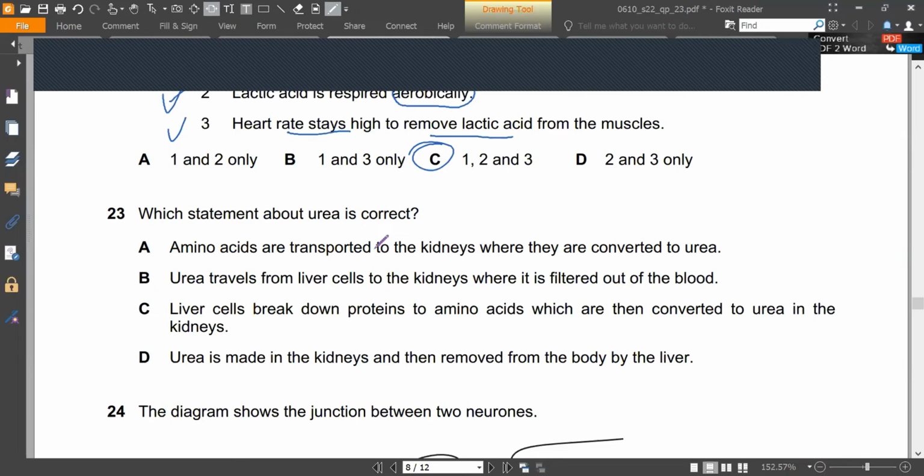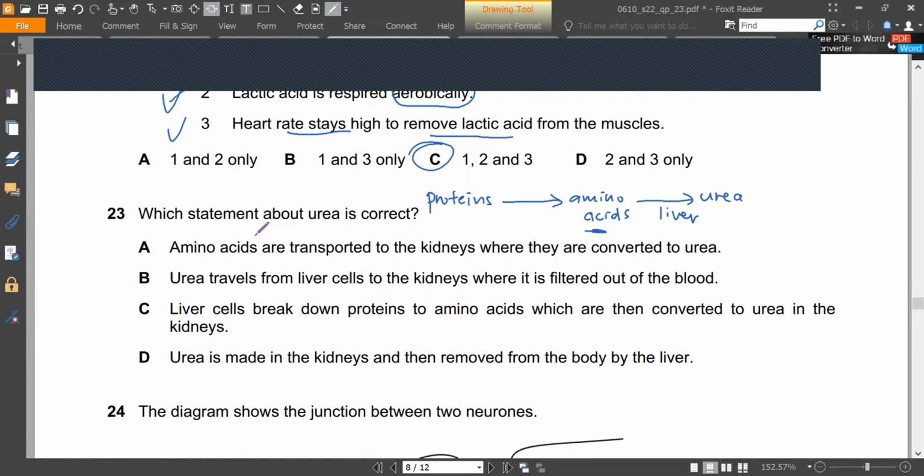Next question. Which statement about urea is correct? So what is urea? Urea is a substance produced in our body when we want to remove excess amino acids. What actually happens is we eat proteins in our food. During the digestive process, proteins are broken down into amino acids. Some of the amino acids we use to build the proteins that we need in our body. If there is too much, it will be converted into urea. This is done by the liver.